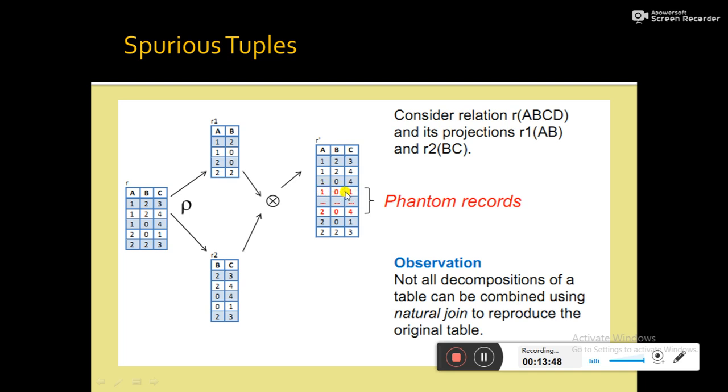Now the point here is that the 1, 0, 1, which is marked in red, if you look at the relation R, 1, 0, 1 is not present in the base relation. So this is the extra record, extra row, which is generated after performing the natural join. So this extra record which was not present in the base relation is known as phantom records or spurious tuple. That means after performing the natural join operation, we are getting a relation with a set of data which is not exactly the same as the data set in R.